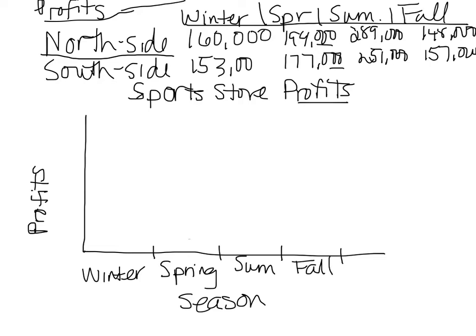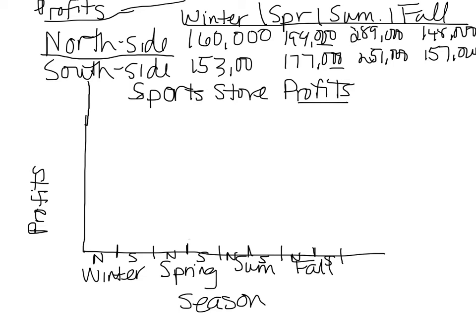But within these, I have 2 different things. I have the north side and the south side. So when we make our bars, this is north, south, north, south, north, south, north, south. This is actually called a double bar graph. The hardest part here is trying to decide at what interval we should list the y-axis.